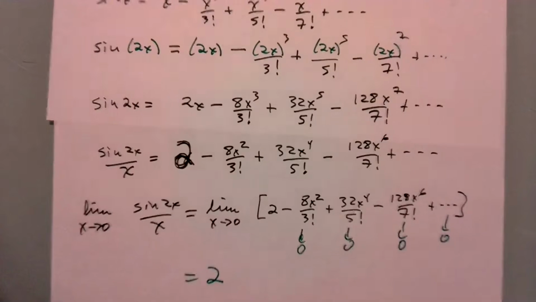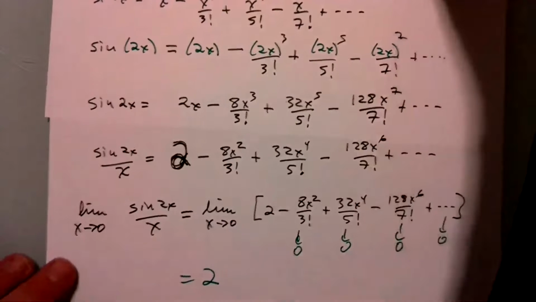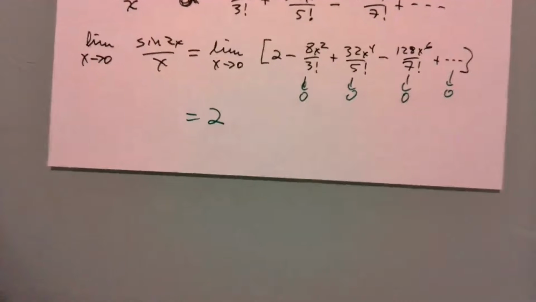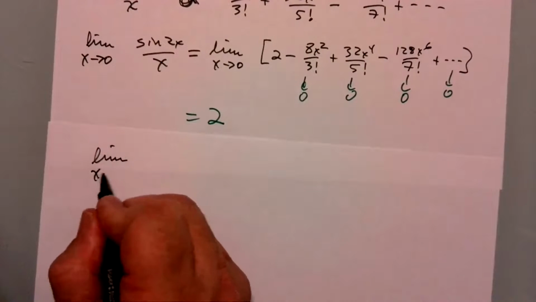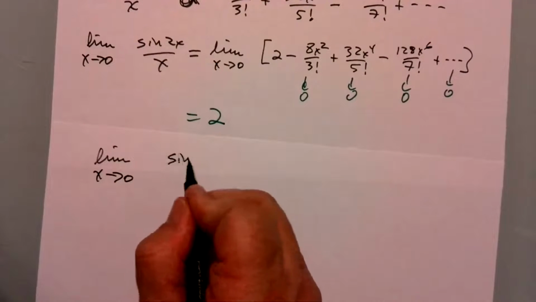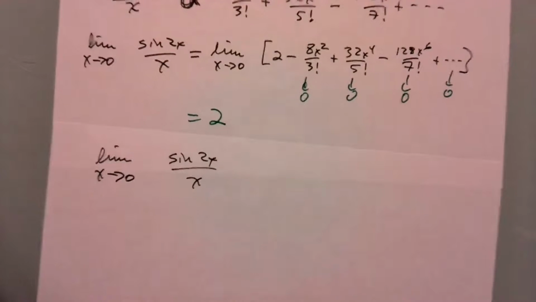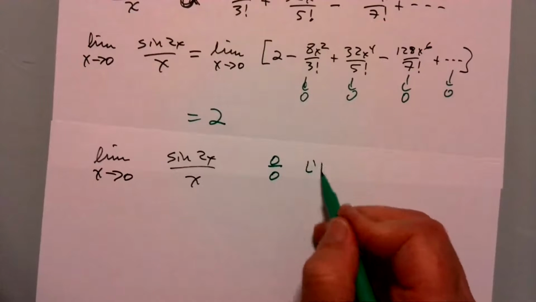And I thought it might be helpful for us to also try this using L'Hopital to see if we get the same answer. So let us take a look at that. So we're looking at the limit as x goes to 0 of sine 2x over x. Let's remember with L'Hopital, you've got to plug things in. Plugging 0 in the top, I get sine 0, which is 0. Plugging 0 on the bottom, I get 0. So L'Hopital is okay.